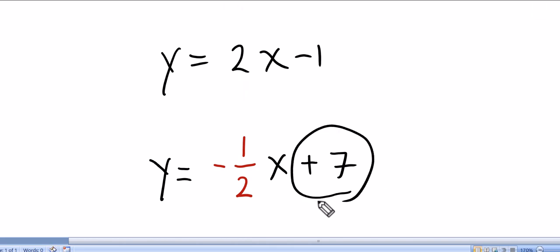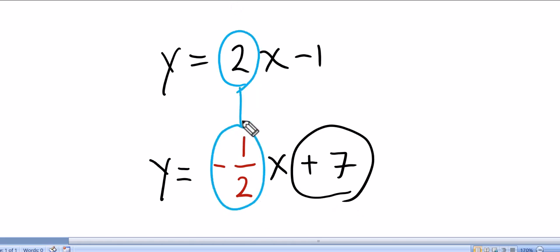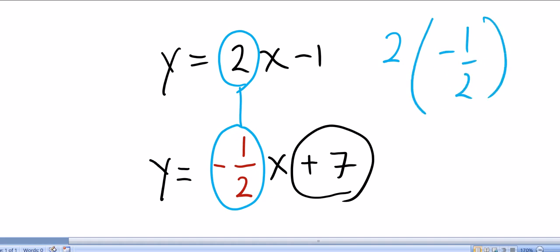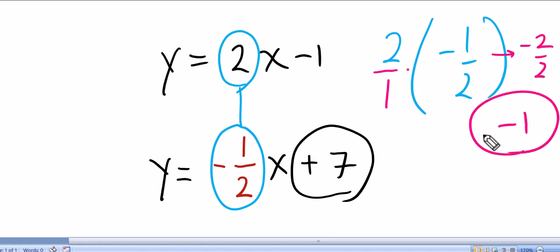It doesn't matter what its intercept is. What matters is the slopes, right? And as far as what if I multiply these? So for example, 2 times -1/2. How do we know that these are perpendicular? Because we said if you multiply the slopes, it comes out to be -1. So if I multiply these slopes, I get -2 over 2, which is -1. So these slopes are perpendicular to each other.